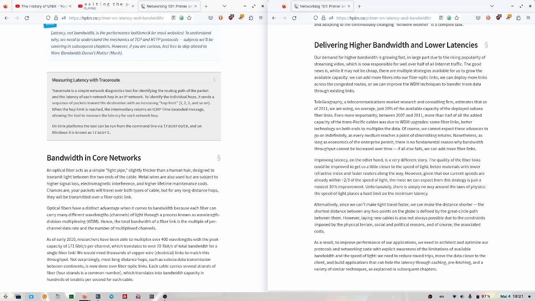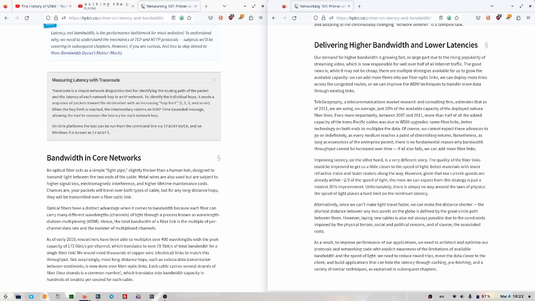Bandwidth in core networks. An optical fiber acts as a simple light pipe, slightly thicker than a human hair, designed to transmit light between the two ends of the cable. Metal wires are also used, but are subject to higher signal loss, electromagnetic interference, and higher lifetime maintenance costs. Chances are, your packets will travel over both types of cable, but for any long-distance hops, they will be transmitted over a fiber optic link.